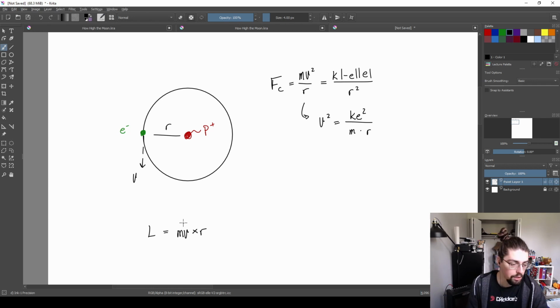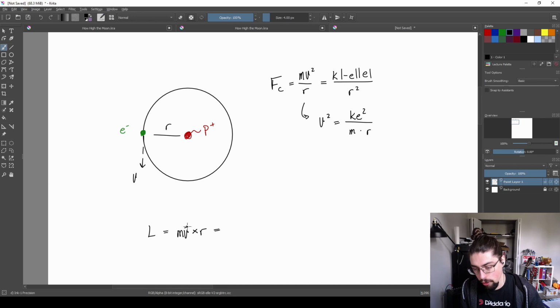Do I have to worry about the cross product right here? Yes or no? What do we think? No, but why not? Been a little bit cheeky there, apologies. It's a 90-degree angle between the radius and the velocity, so it's just a sine of 90 anyways. I'll consider it, but it just turns out it's a sine of 90 degrees, a right angle between the two. So this just becomes mvr.